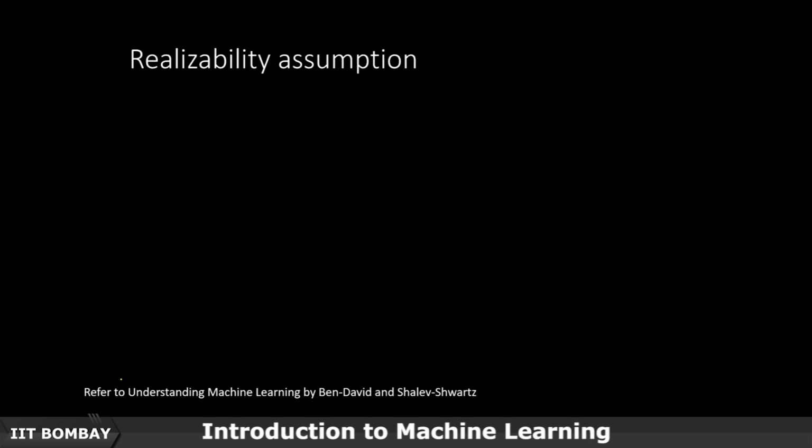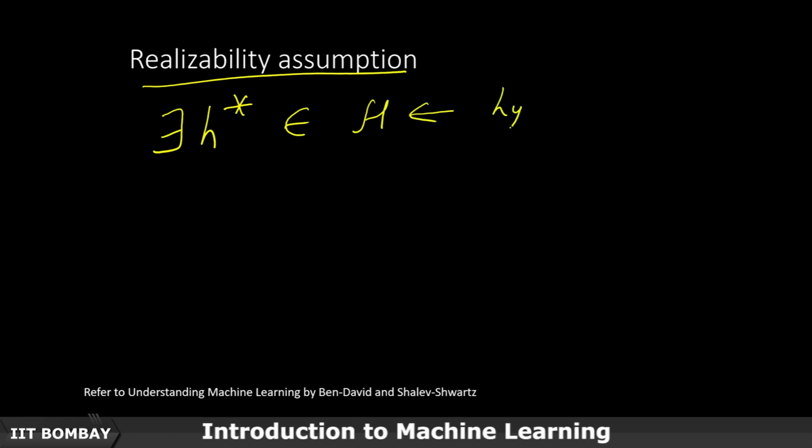So what we do with this is that we have something called a realizability assumption to basically show that we can put some bounds on the true risk if we draw enough samples. But to do that, first we have to make certain assumptions. We'll slowly relax these assumptions. The first assumption is the realizability assumption. Let's see what we mean by realizability. Let's say there exists some h star, some optimal hypothesis or classifier, that belongs to a class H, and this is your hypothesis class.